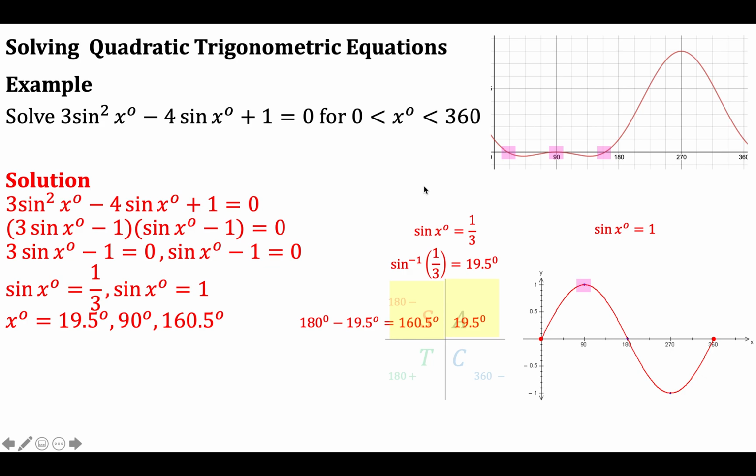So we can see it cuts in 3 places. Now you can definitely see that 90 is one of our answers there. And you can see our first answer, about 19.5, that's roughly about correct. And 160.5, that's roughly there as well. So we can see that it was 3 answers we were looking for between 0 and 360. So those are our final answers. So if you pause this before the screen goes blank, copy this down in your notes jotter.